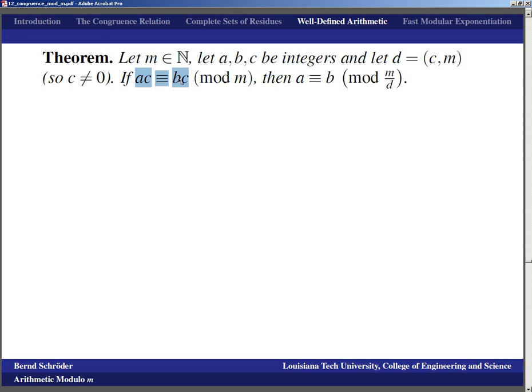So taking ac equivalent to bc and concluding from that that a is equivalent to b is now no longer something that is quite trivial. What we can conclude is not that a is equivalent to b modulo m, but that a is equivalent to b modulo m divided by d. Okay, that doesn't highlight too well. And well, how do we prove that?